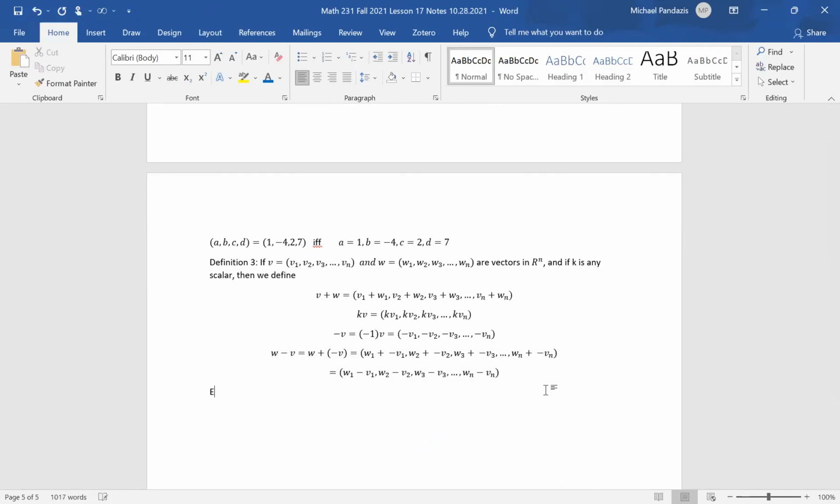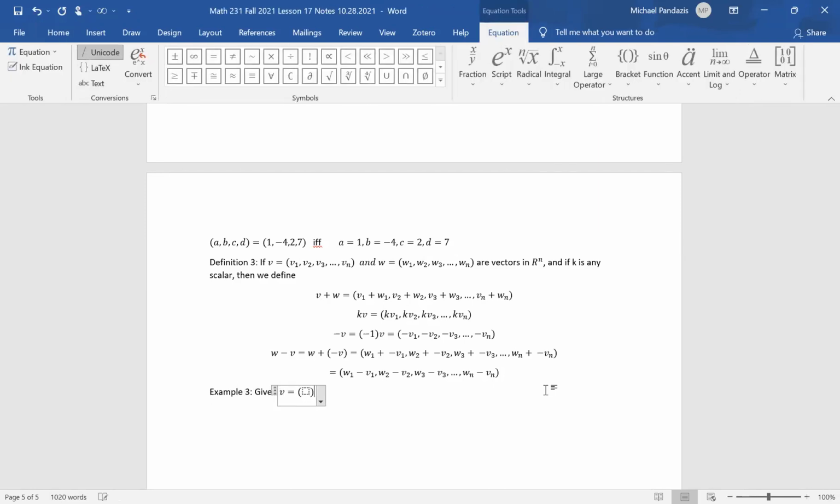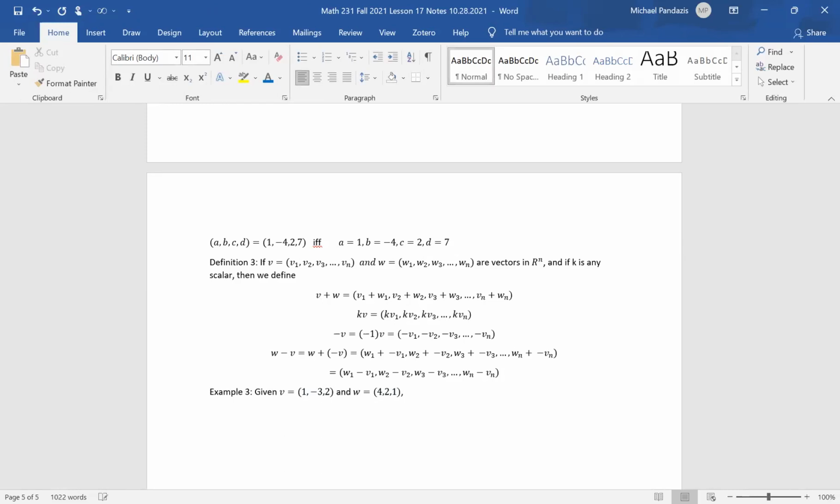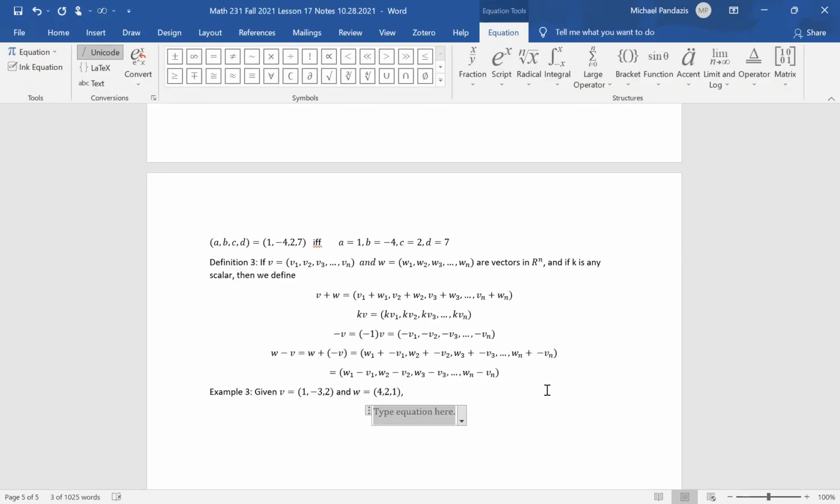Okay, so that's definition 3. And example 3, we have given that the vector v is equal to the vector 1, negative 3, 2. And w is equal to the vector 4, 2, 1. What that means is that v plus w is just equal to, you just add the corresponding components. You have 1 plus 4, comma, negative 3 plus 2, comma, 2 plus 1. And so that's equal to 5, comma, negative 1, comma, 3.